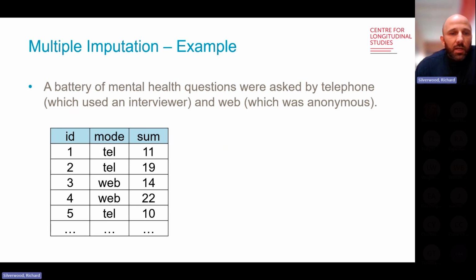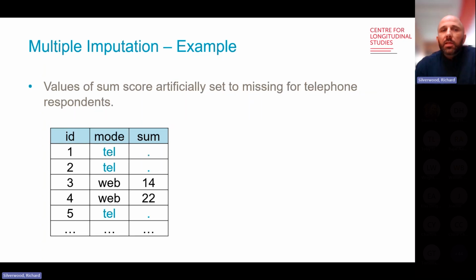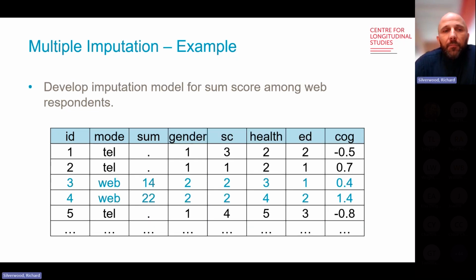So we'll get rid of the individual question responses, so we can see a bit more clearly what's going on. So in the multiple imputation approach, as I say, the values of the sum score would be artificially set to missing for telephone respondents. So here, because web is an anonymous mode, we're wanting to use that as our reference mode. And then we're going to think about what would happen if we'd instead observe those participants who responded by telephone instead by web. So after setting those to missing, we then develop an imputation model for the sum score among the web respondents. So those here highlighted in blue.